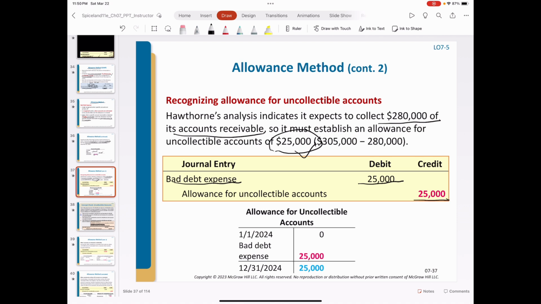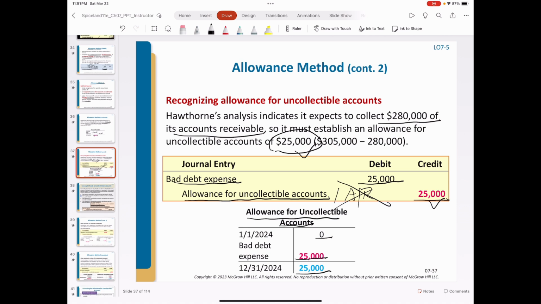And credit the contra assets account, allowance for doubtful accounts. Here we do not credit accounts receivable directly. No, that's only for write-off. We credit allowance for doubtful accounts. We also assume the beginning balance of allowance for doubtful accounts was 0. So after this journal entry, its balance is a credit of 25,000.